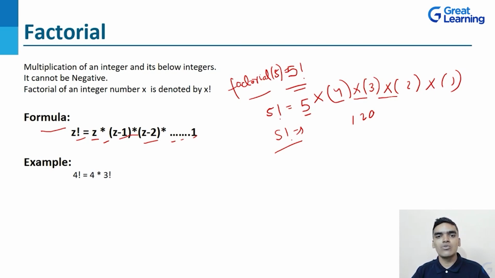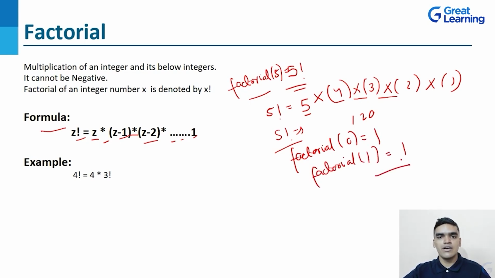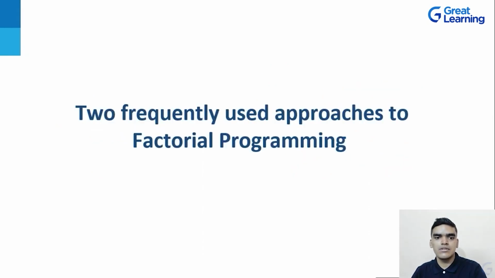Now you might have a doubt about what the factorial of 0 is. So factorial of 0 is 1, and factorial of 1 is also 1. Also please keep in mind that factorial can't be negative. It must be a positive value and it must be an integer. So we have two frequent approaches to code factorial programming. The first one is factorial using a loop, and the other one is factorial using recursion.